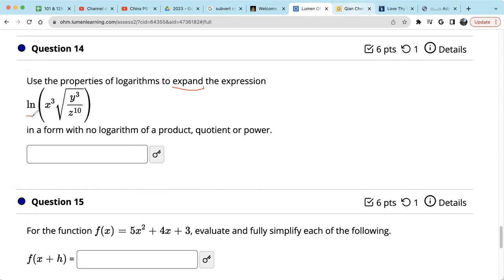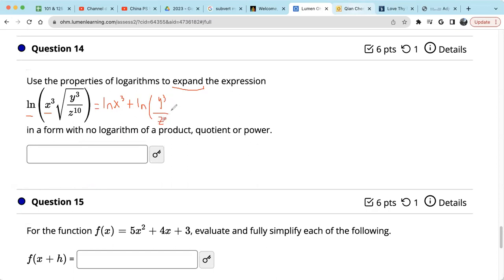So now we have a single log, right? Inside the log, we see product. We see square root. We see division. All right. So first, I can have ln x cubed. Well, let's do step by step. Ln x cubed. Product means plus, right? I can split a product of one log into a summation of 2 logs. So ln x cubed, then ln of this y raised by 3 divided by z raised by 10.